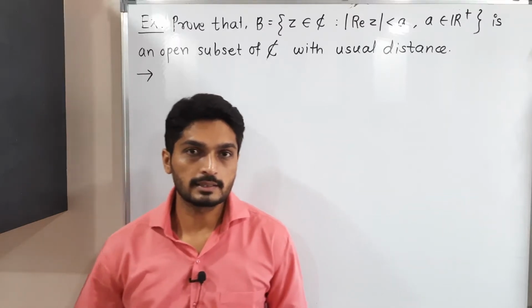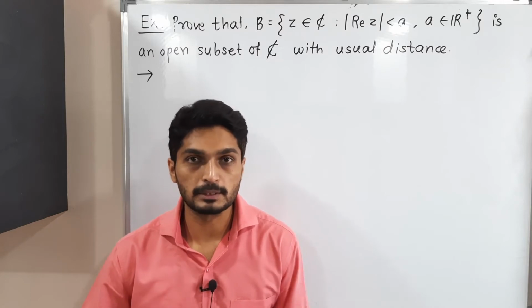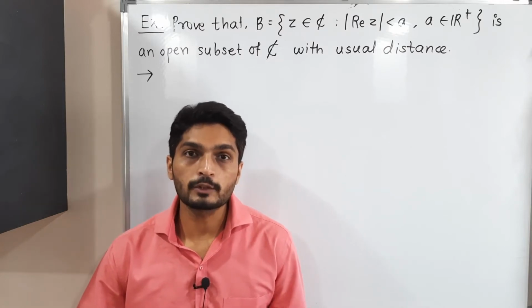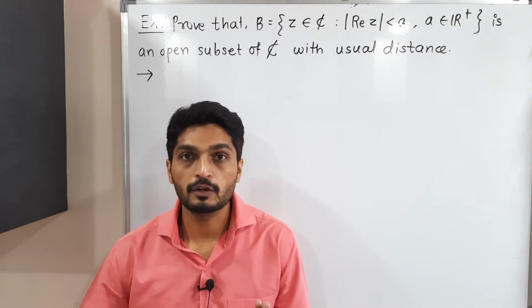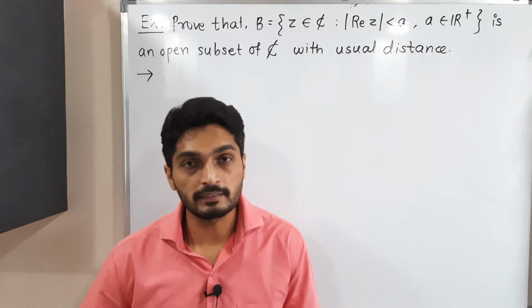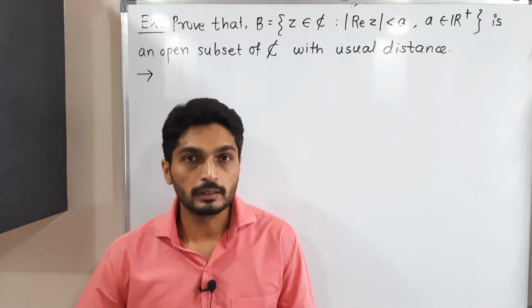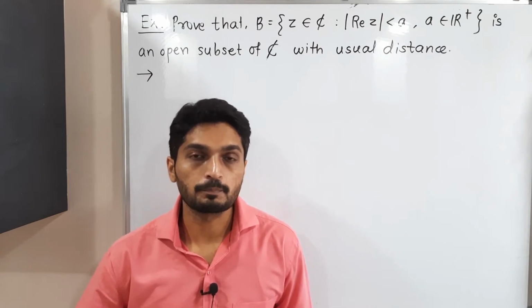Let us discuss this example. We have a set B, which is a subset of the set of complex numbers, and we have to prove that it is an open set with the usual distance in C. First of all, we will try to understand what the given set is, and then we'll go for the proof of how to prove it is an open subset of C.